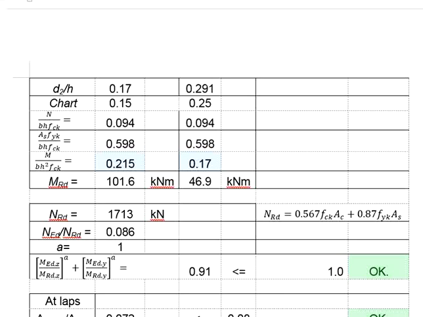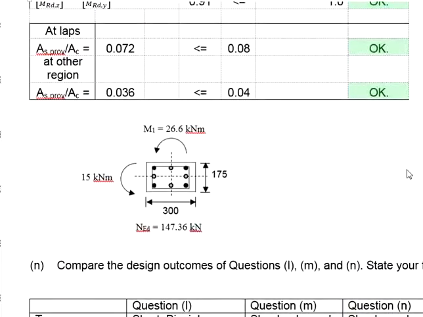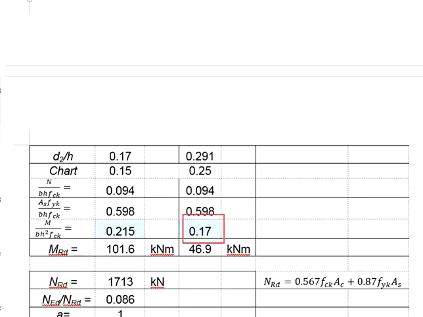As for the minor axis, 0.17 multiply B. In the minor axis, the B will be 300, whereas the H will be 175 due to the dimensions. We are talking about the minor axis here. The H will be 175. With that, you have 0.17 times 300 times 175 square times FCK 30. Then you have MRD for the major and the minor axis.